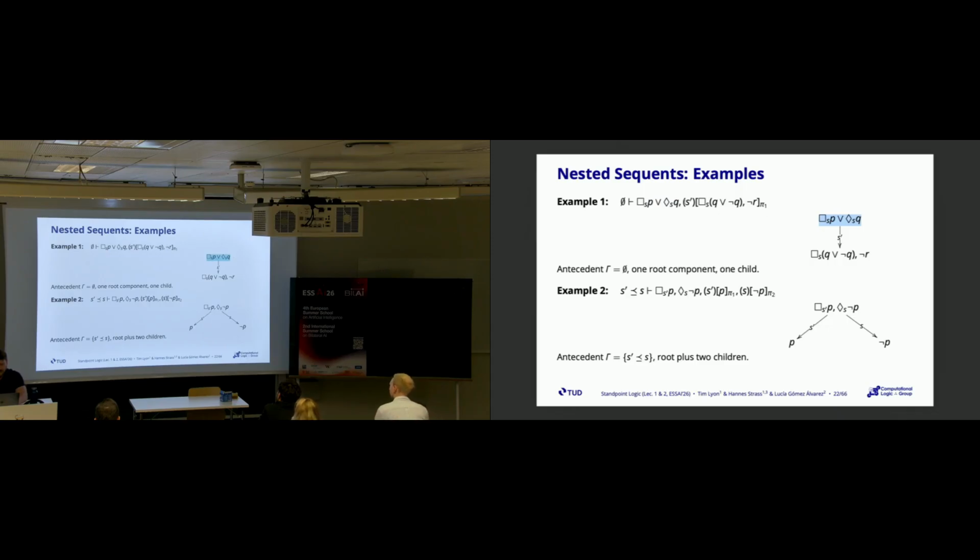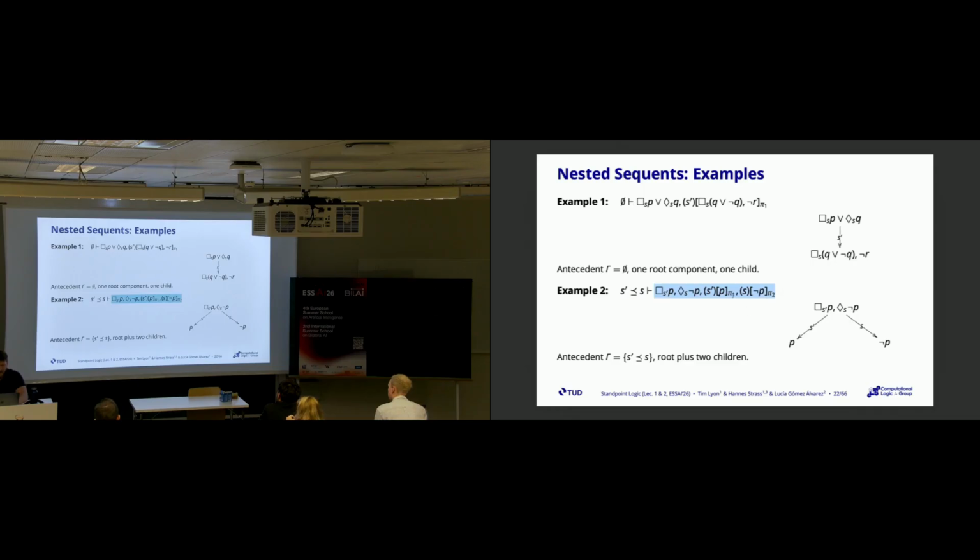Then we have an S prime nesting, which gives rise to this edge, which has stored at the child node this multi-set of 2 formulae.